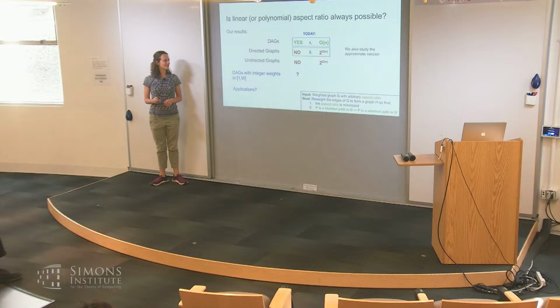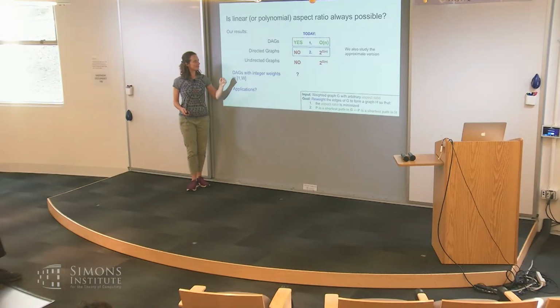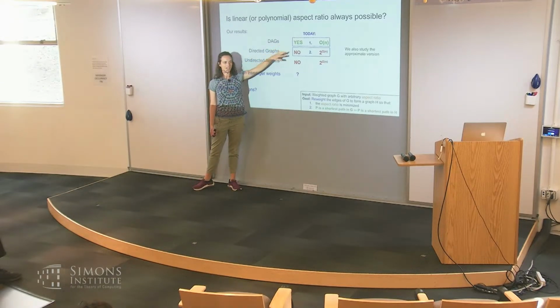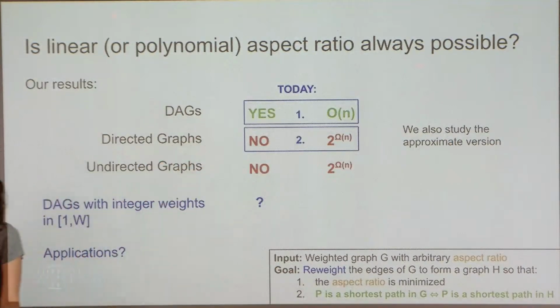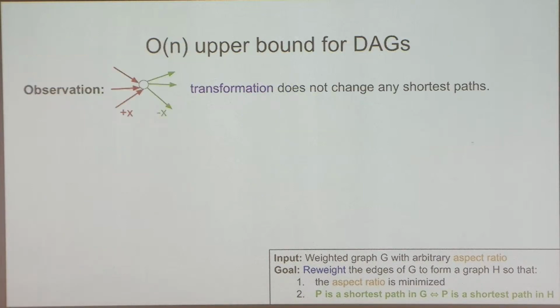Okay, so today I'll show you both of these two things. I won't talk about this one. These two things are both very nice and simple, and I can actually tell them to you. So let's go. Let me show you the upper bound for DAGs. This is a linear upper bound for DAGs. For every DAG, I can reweight its edges down to linear aspect ratio and preserve the shortest path structure.